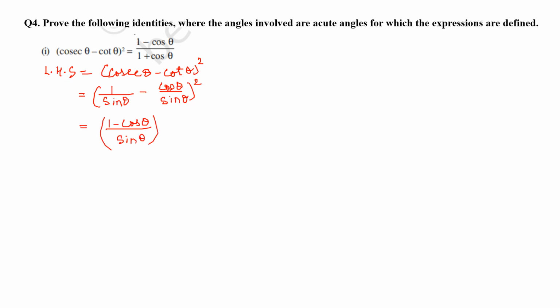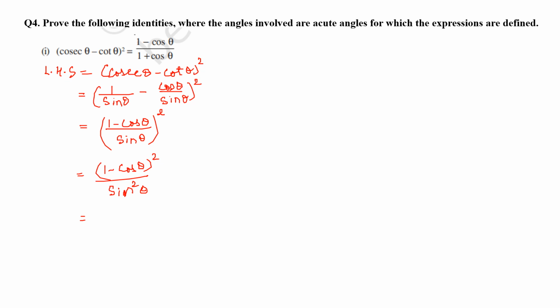square. Now, if it is whole square, it means the square is on 1 minus cos theta also, and it is on sine theta also. So sine theta whole square will become sine square theta, isn't it? Sine theta whole square is sine square theta.